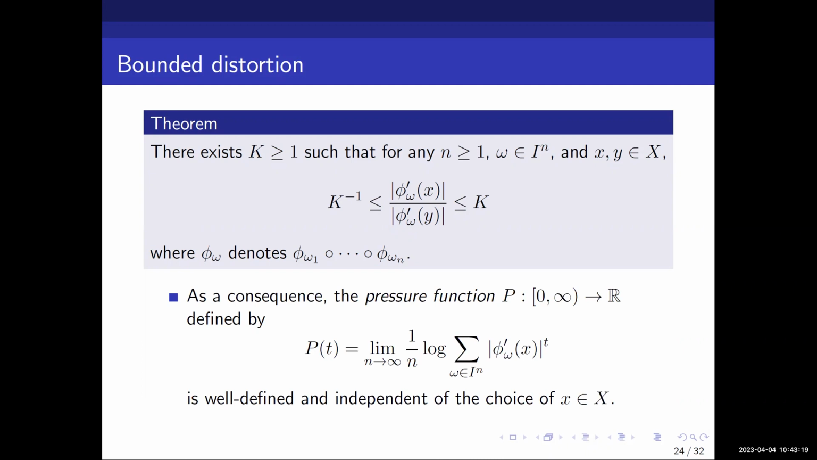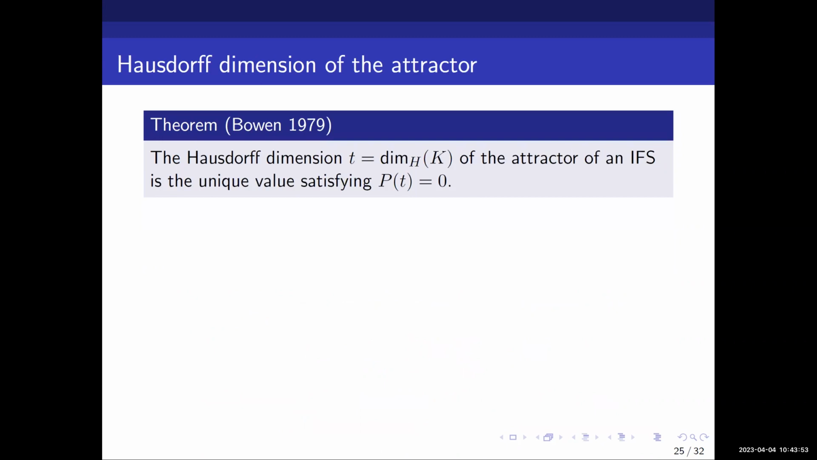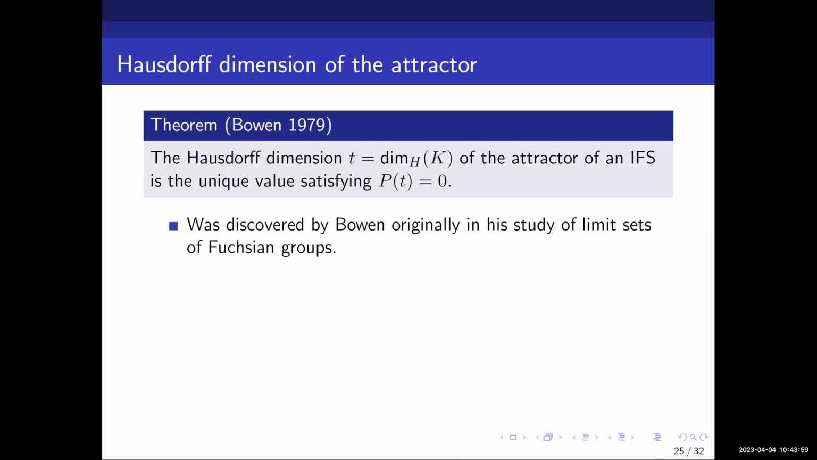Pressure means a lot of things in dynamics. So what I'm giving you is just the version of pressure. Pressure should depend on some potential, so I'm not telling you a potential. This is just one version of a very flexible notion in thermodynamic formalism. For iterated function systems, this is what the pressure looks like. And it's a function of t. It's some real valued function of a real variable, and it's continuous, convex, and strictly decreasing, so it has a zero. And Bowen's theorem is that zero is exactly the Hausdorff dimension of the attractor of the iterated function system.